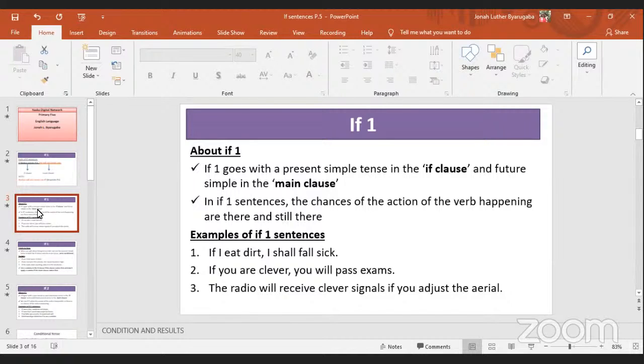So in sentence number 3, we have chosen to begin with the main clause instead of beginning with the if clause. So there is actually no difference. So that is about if one. I don't know if there is anybody with a question about if one.